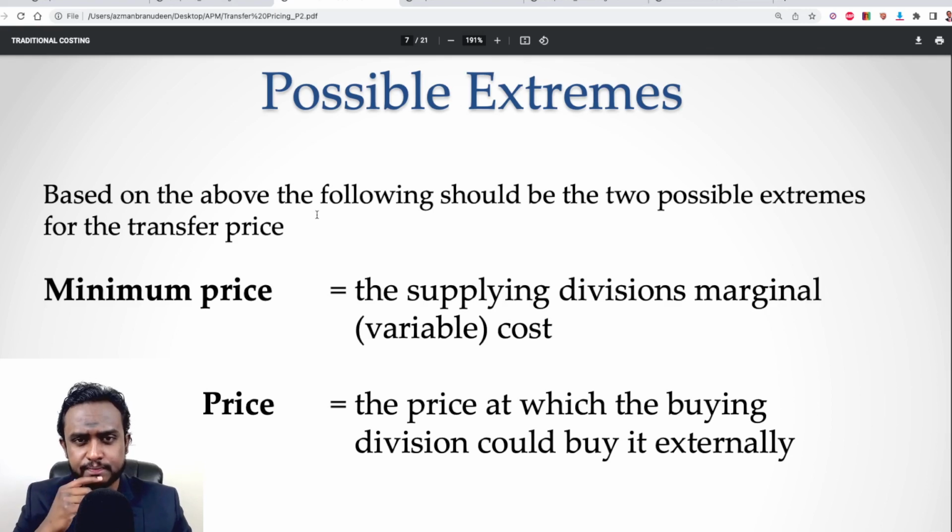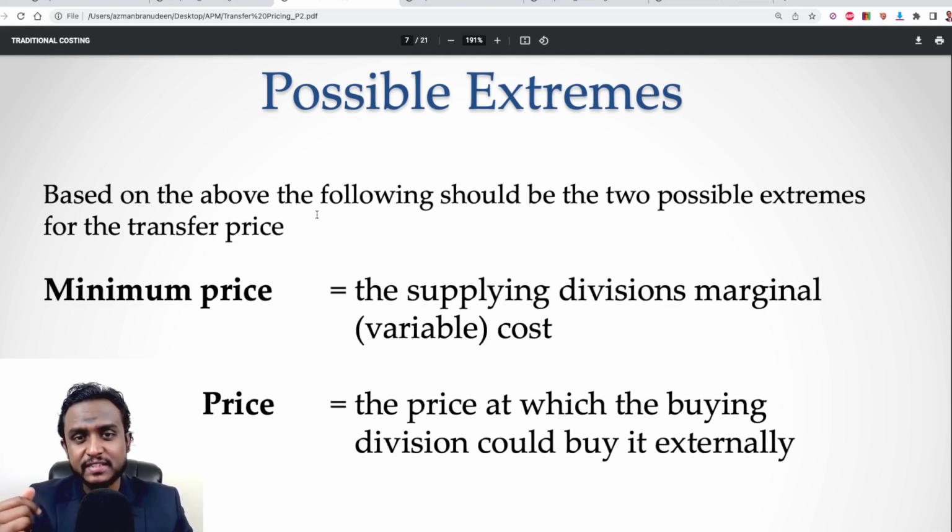So for you, the minimum price you can sell your good at. Let's say you're manufacturing a component that I'm buying from you. I'm an internal division, not an external customer. The minimum absolute price is your variable production cost. In fact, that will be the minimum.